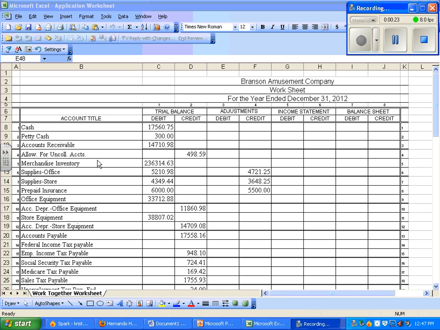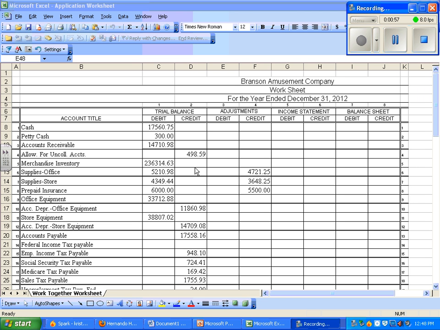So the first thing you want to do is say, what was the balance of my merchandise inventory at the beginning of the period? So you go to line 5, merchandise inventory, and you see that the balance was 236,314.63 at the beginning of the period. And then you do a physical count of the merchandise to determine if it's gone up or down. So you want to find out what the balance is at the end of the period. Merchandise inventory can increase or decrease.